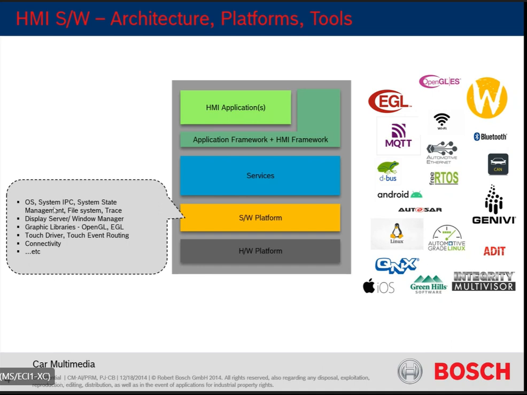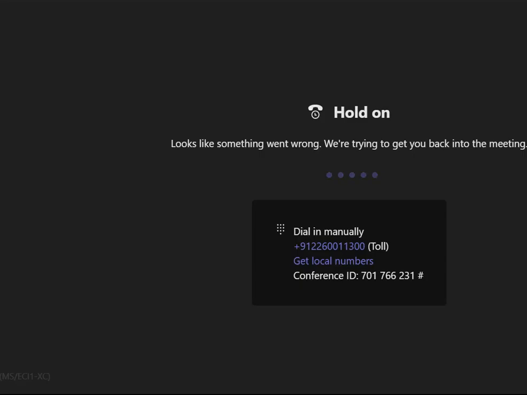Yeah, we can say this has not only the OS, we have system IPCs and a display server or window managers, graphic libraries like OpenGL, EGL, and if we need to run our application as touch based, then we can use the touch drivers, event handling, and connectivity related things. Connectivity means we can connect through Bluetooth. Those kinds of things are already available in the software platform. We need this platform to run our different kinds of applications.